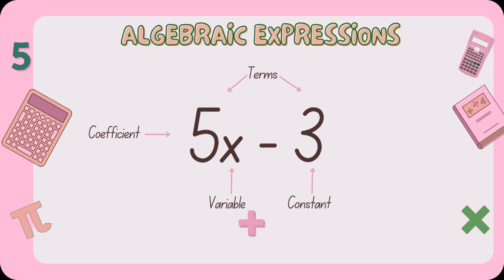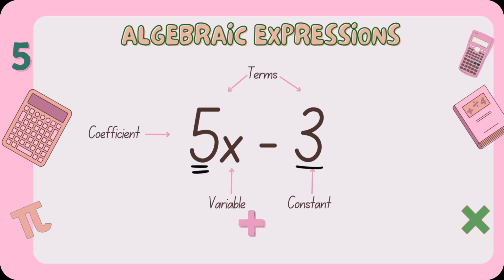Any algebraic expression can be written like this, for example, 5x minus 3. What is 5? 5 is the coefficient. The coefficient is the number along with the variable. What is a variable? x, y, a, b, c, all the alphabets, in which the value is unknown, is called a variable. So we have x as a variable. We have a constant 3. There is no variable here, so we call it a constant.